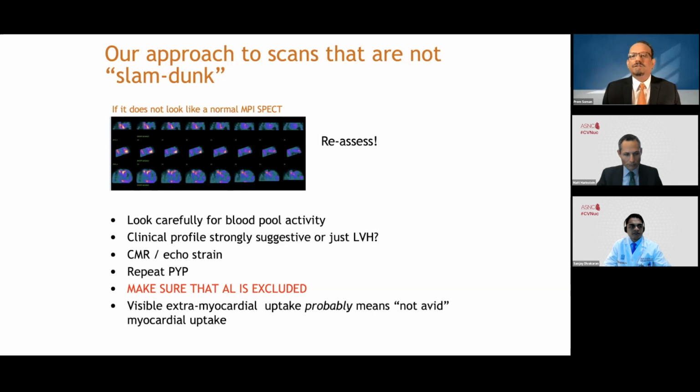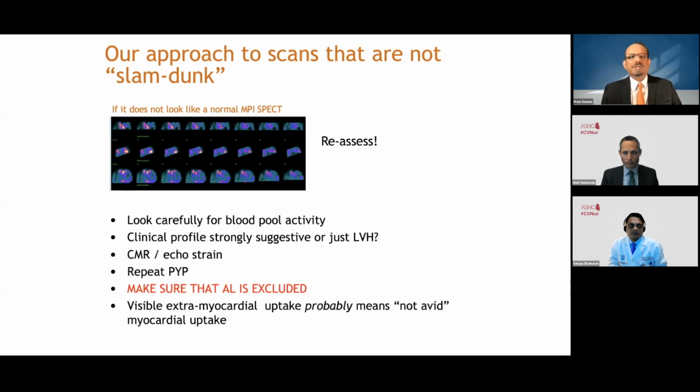We go back to the patient to figure out what the pre-test probability of TTR amyloidosis is. Was it a patient who was referred just because of LVH and heart failure, for example, or was it somebody who had bilateral carpal tunnel, somebody who had spinal stenosis? Is it an asymptomatic carrier of a gene abnormality? So we look at the pretest probability. We look at CMR and echo strain at that point if they're available. Sometimes we've repeated the PYP after a few months. But in all cases, it's really important to make sure that AL amyloidosis is excluded.